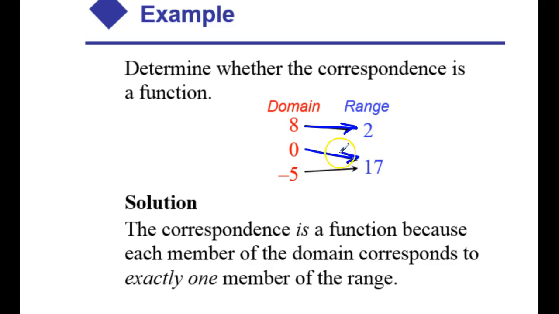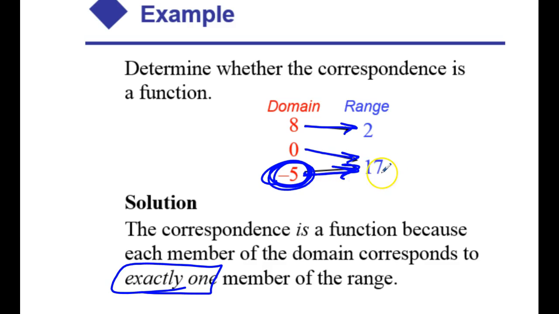And this might look a little confusing because the -5 also goes, but the important part is the x values here. Now if I would have drawn the -5 to the 2, then I'd have a problem because -5 can't go to 17 and to the 2 at the same time. So we're concerned about the x's here. If the x's repeat, then it's not a function. But if there's only exactly one, so -5 always goes to 17. -5 doesn't go to anything else besides 17.